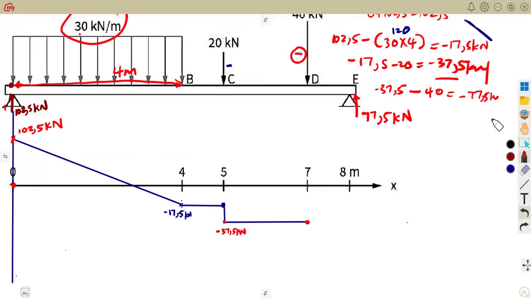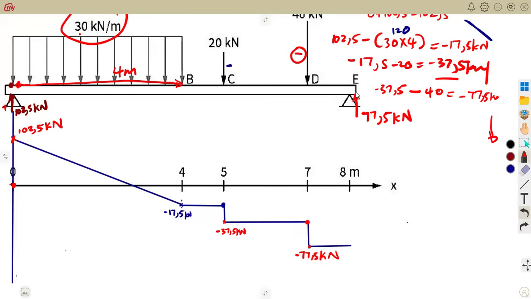Remember, it's a point load. It goes down straight. So let's say our negative 77.5 was somewhere here. It was going to go down straight to that value of negative 77.5 kilonewton. Then from D to E, what do we have? Nothing, it's just open space. So from D to E, we're just going to maintain an open space, like this.